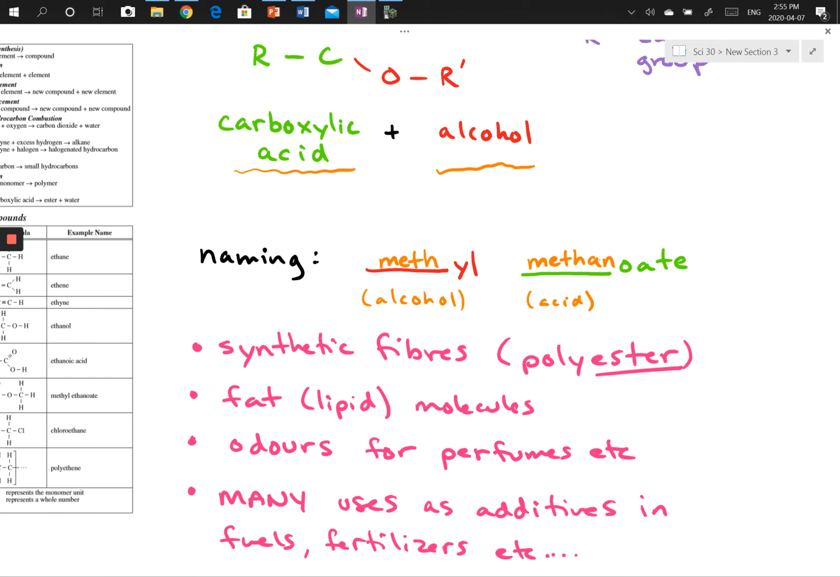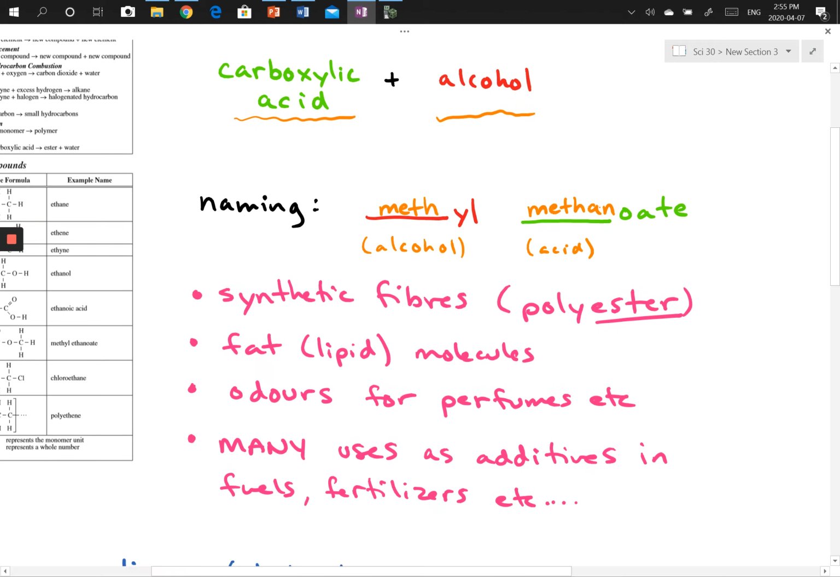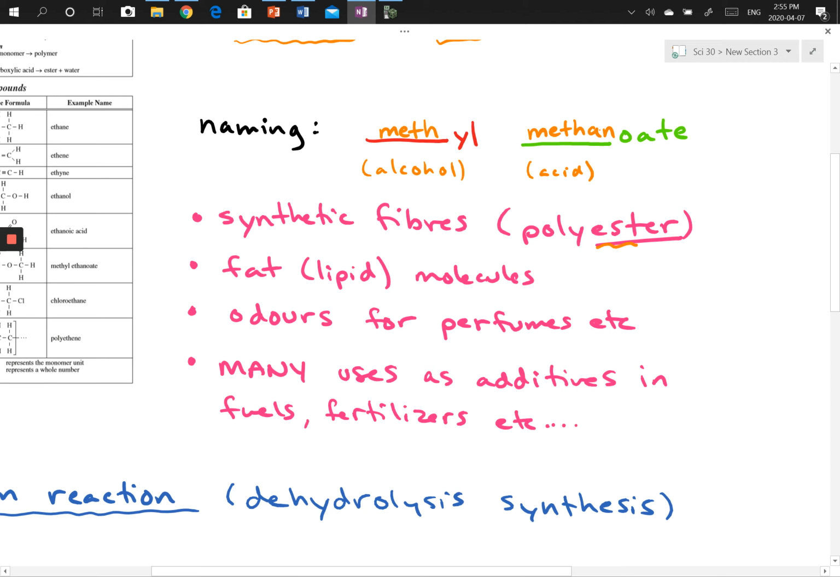Now the uses for esters, there's tons of them. Synthetic fibers like polyester would be an ester. Fat molecules, lipid molecules are esters. Esters are really good at producing strong odors, and we're going to see that with our lab activity. So odors for cologne, perfumes, and things like that. There are many other uses. Esters are used as additives in a whole bunch of things, from fuels to fertilizers, and the list goes on and on.